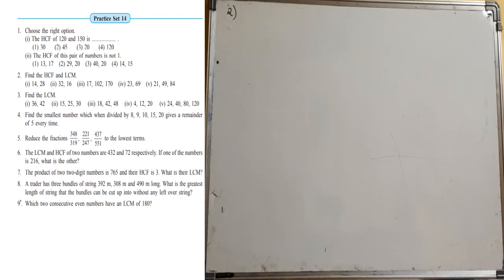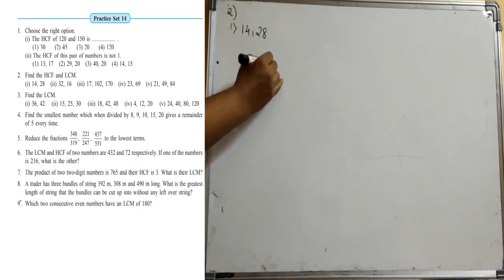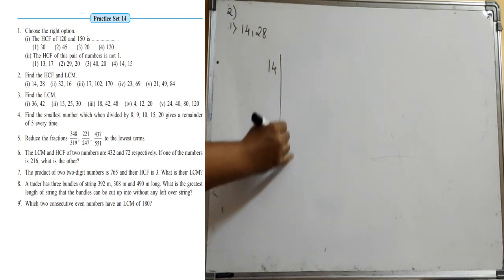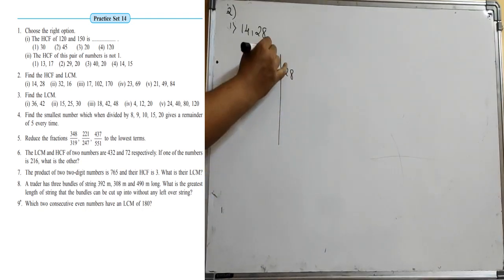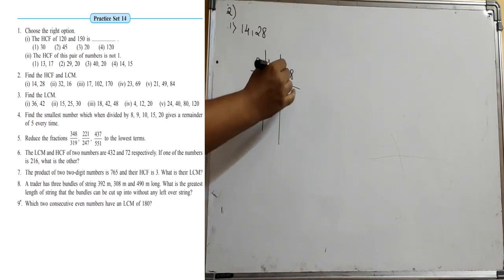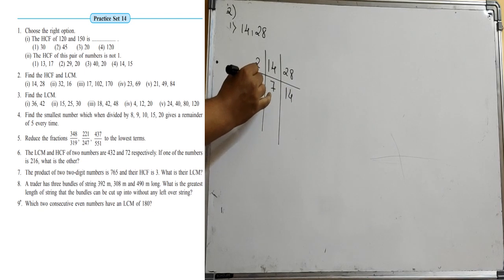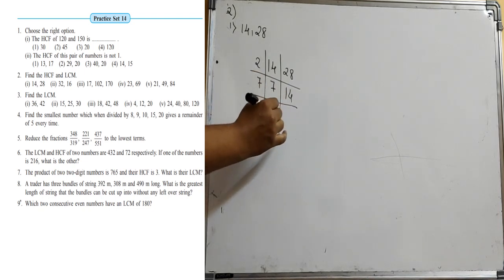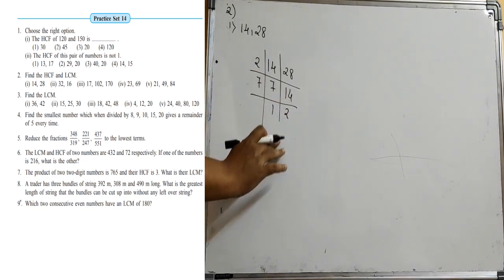In question number 2, we have to find HCF and LCM of the given numbers. Let us look at the first pair of numbers. The first pair of numbers is 14 and 28. So you're going to write 14 and 28, and we are going to factorize them. So let us start factorizing them. 2 7s are 14, then you have a 7, 1 and 2.